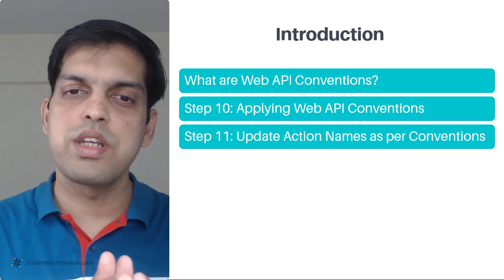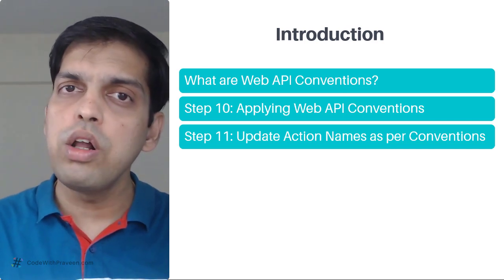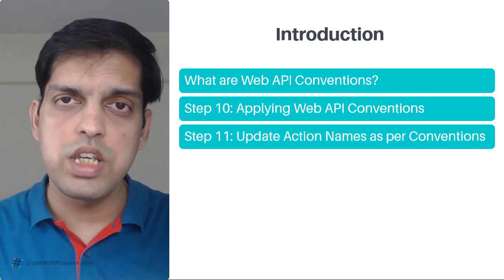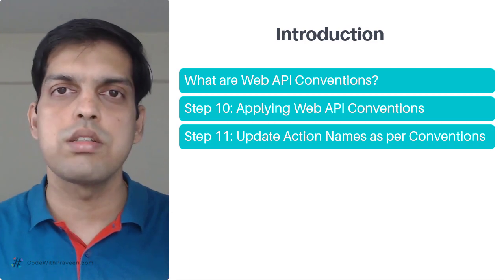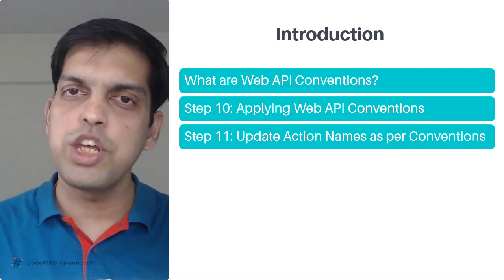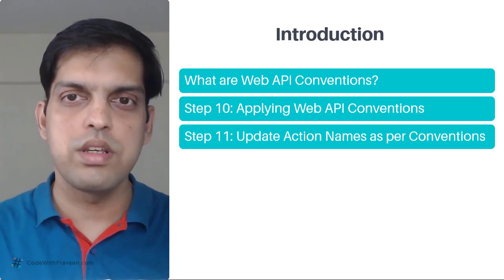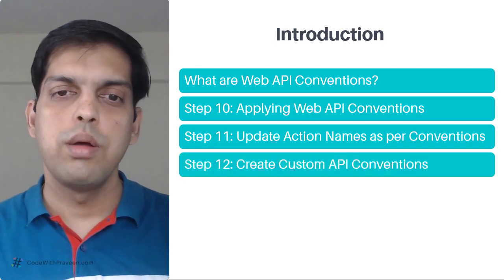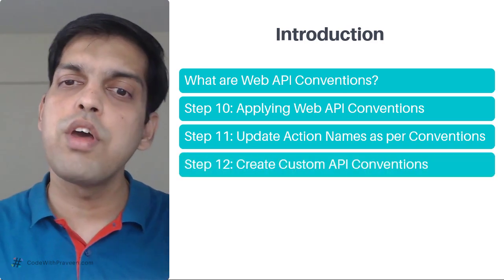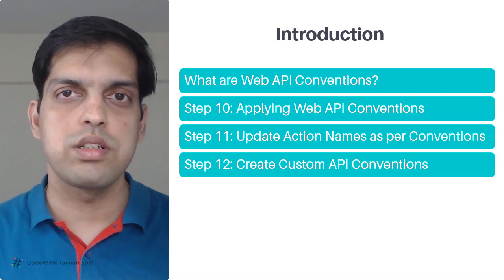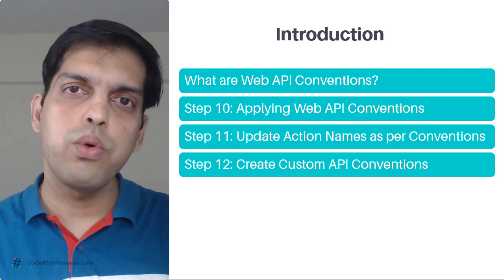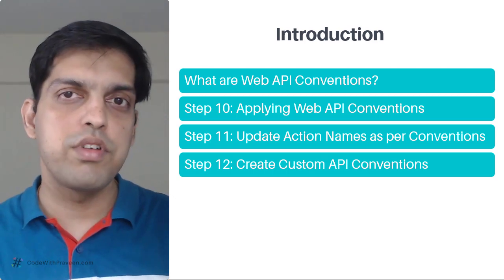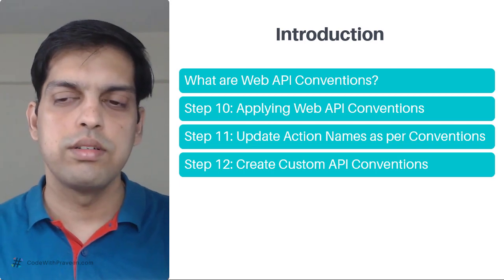This is followed by step 11, wherein we update all those action names available in our CMS project as per these conventions. Don't worry, we will cover each of these details step by step in this specific lesson. We then move on to step 12, wherein we are going to create custom API conventions. This is required when you want to enhance the default API conventions provided by Microsoft.